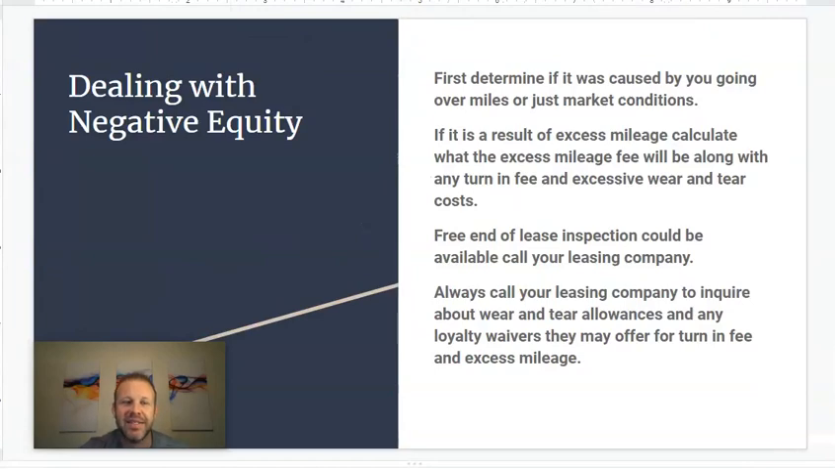All right, welcome to the next lesson. This one is dealing with negative equity. So, if you did the equity equation and you got a negative number, unfortunately, your car doesn't have any positive equity. So, you're upside down.